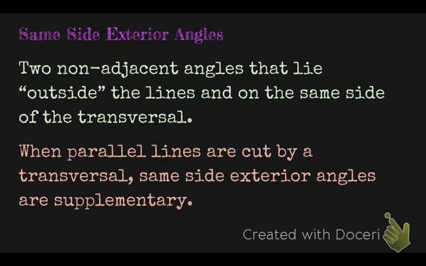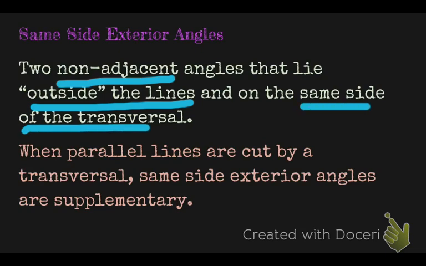Okay, some important points to just recall are non-adjacent means the angles are not right next to each other. They lie outside of the lines, but they lie on the same side of the transversal as one another.